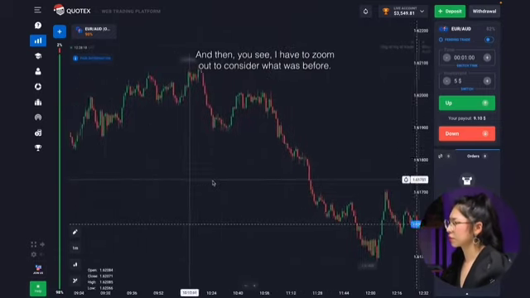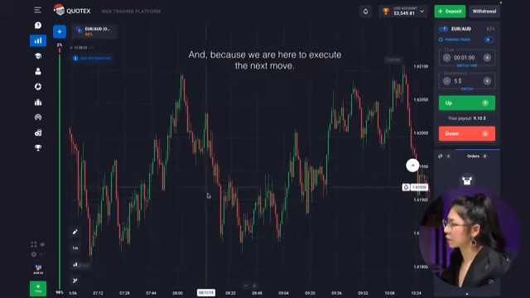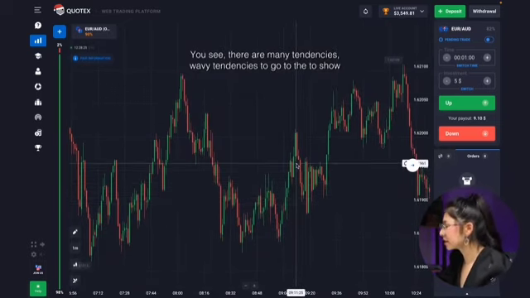And then you see I have to zoom out to consider what was before, because we're here to execute the next move, you see there are many tendencies.